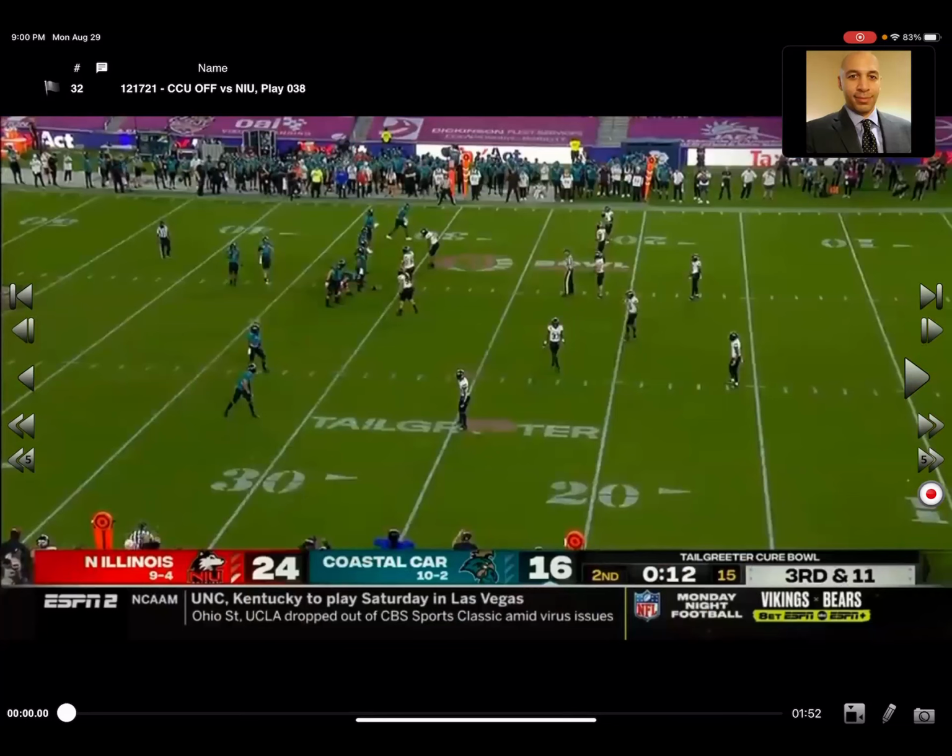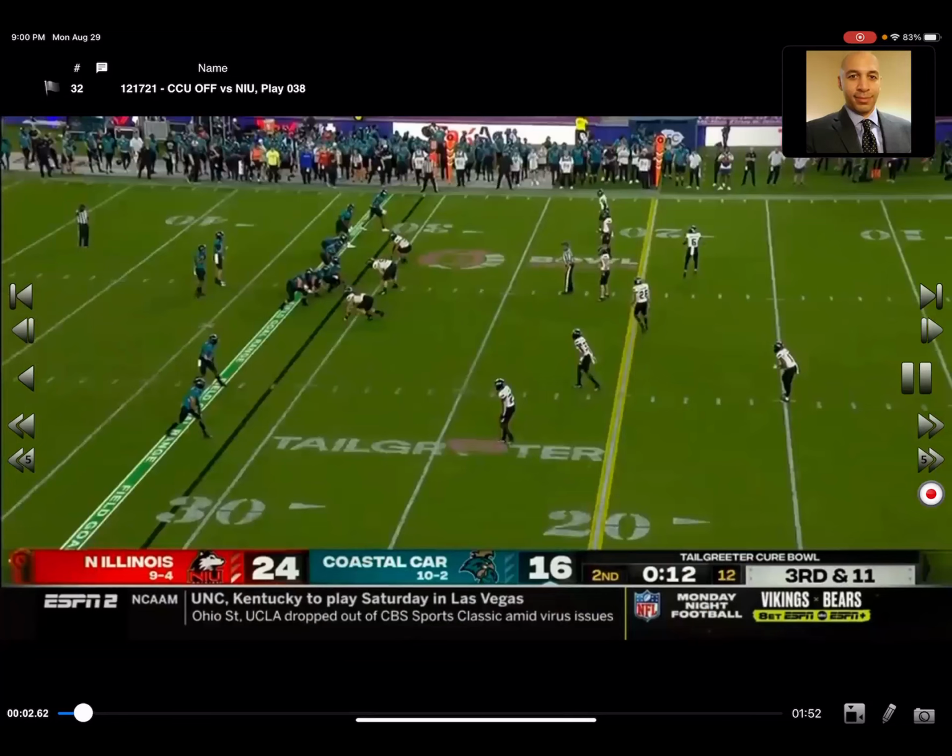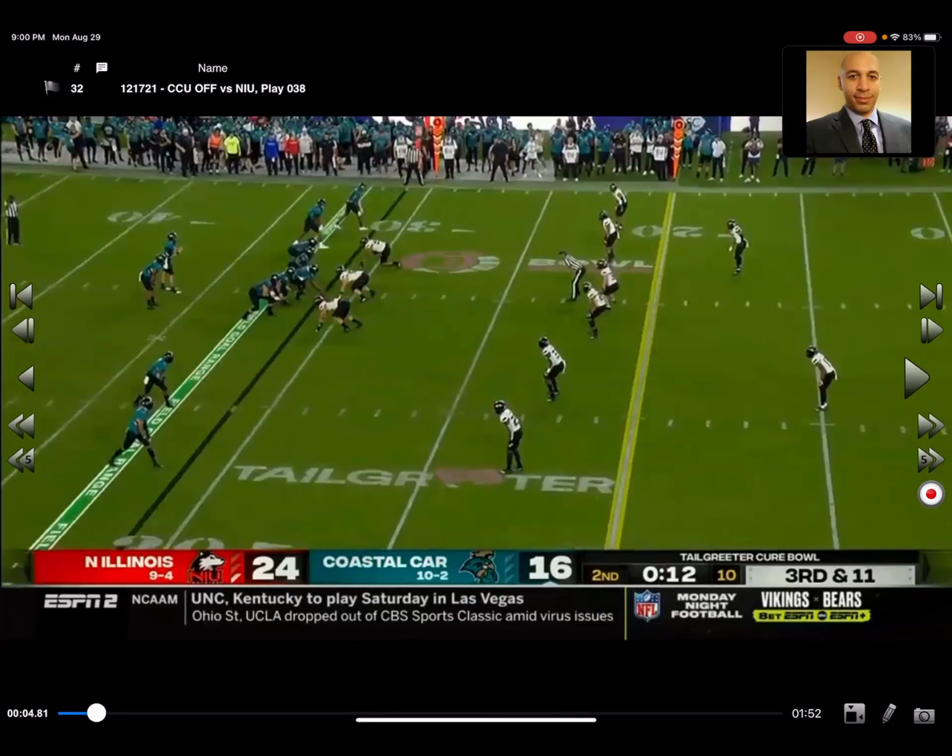Isaiah Likely? Where's number 4? So first of all, it's the end of the first half, 12 seconds on the clock, and the team that's got the ball's got no timeout. So just sort of keep that in mind as to how they're going to stop the clock. The guy gets out of bounds, incomplete pass.